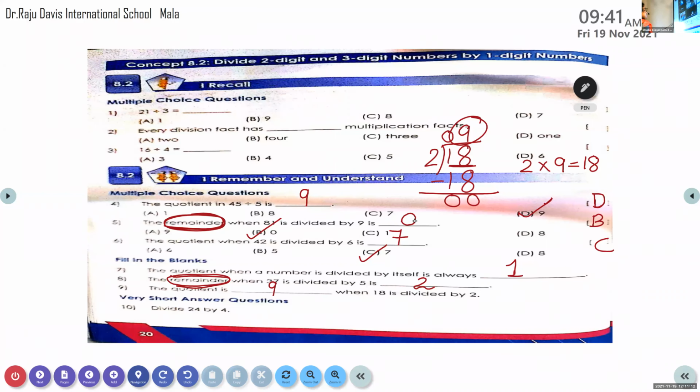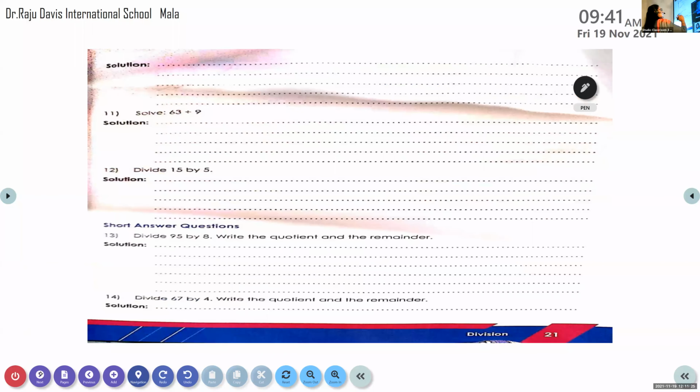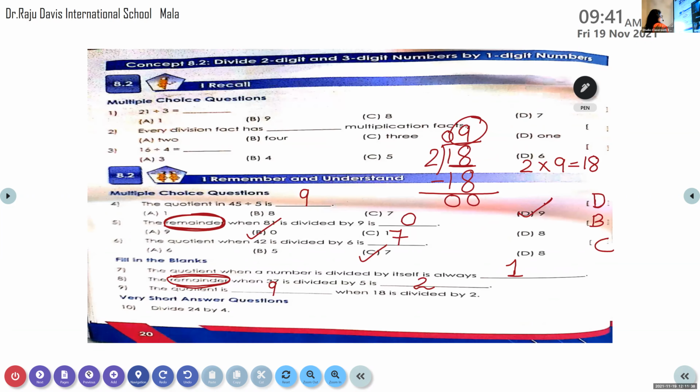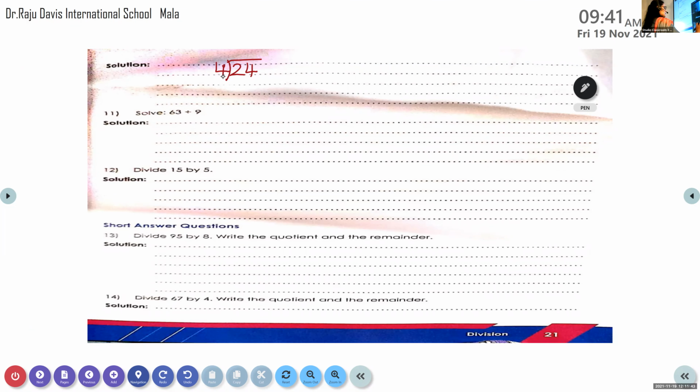Now we are moving to question number 10. The space is provided for doing division on the next page. So all of you turn over the page. 24 by 4 is the question. Enough space is there for doing it, so I'm going to write it over here. 24 divided by 4.